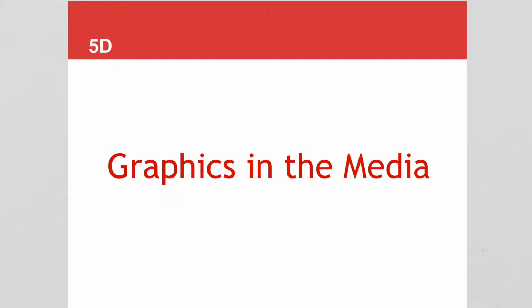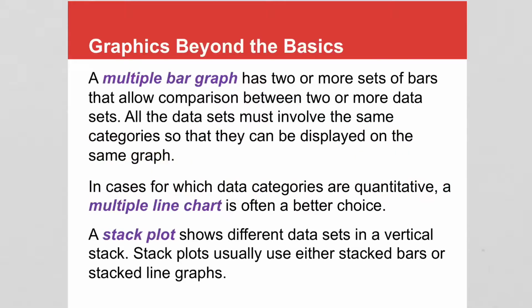Today we're going to look at several different types of graphics in the media. A multiple bar graph has two or more sets of bars that allow comparison between two or more data sets. All the data sets must involve the same categories so that they can be displayed on the same graph. So it's a bar graph, but there's more than one bar.